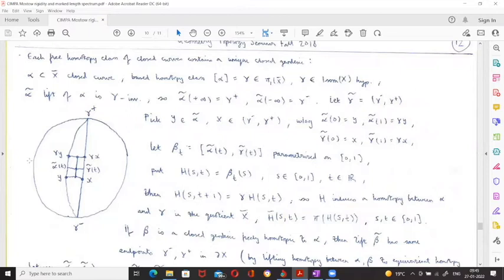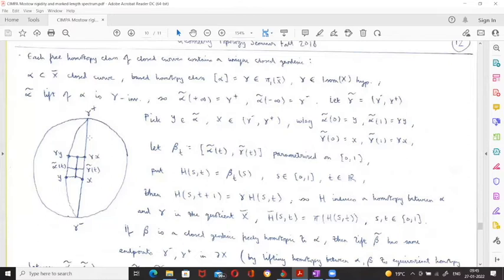But in a CAT(-1) space, such a geodesic is unique, joining any two points on the boundary. So that means that beta tilde will be equal to gamma tilde. So then when you project below, that means that beta will be equal to gamma. Okay, the closed geodesics will be the same. So therefore, you get uniqueness of the closed geodesic.